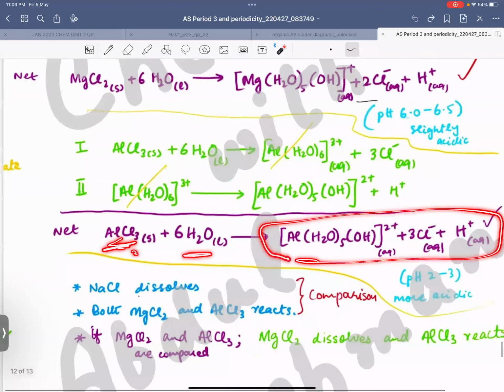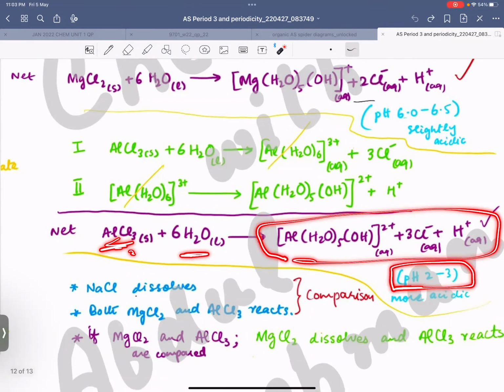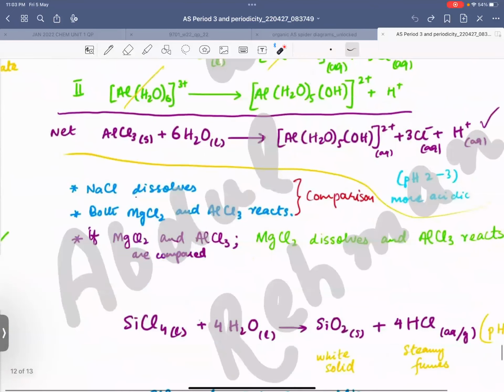That is your net equation, and the pH of the solution, if the examiner asks you, it would be 2:3. Then further, I have discussed when the examiner asks you the comparison, if the examiner asks you to compare the solubility or dissolving of magnesium chloride and sodium chloride, we would write that sodium chloride just dissolves, and for magnesium chloride, we would write that it reacts.